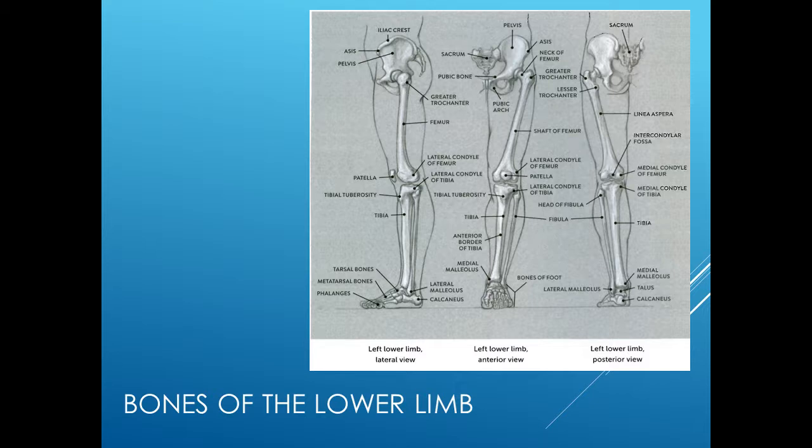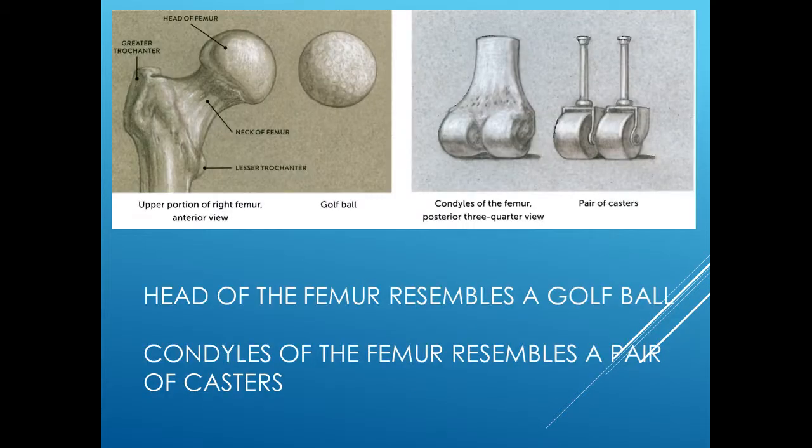That's your heel bone, remember? All right, let's look a little closer here. The head of the femur kind of resembles a golf ball. And there's the greater trochanter. That's what we can feel.